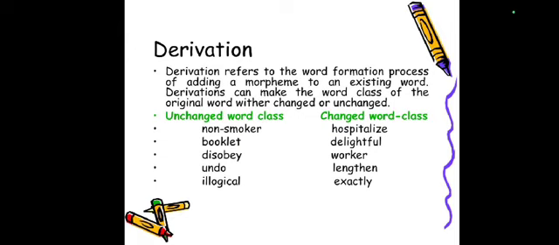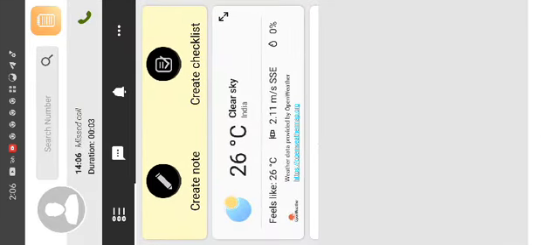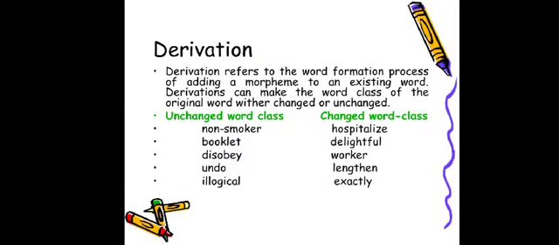Next is derivation. Derivation refers to the word formation process of adding a morpheme to an existing word. It can change the word class of the original word, or leave it unchanged. Unchanged word class: non-smoker, booklet, disobey, undo, illogical. And changed word class: hospitalized, delightful, worker, lantern, exactly.